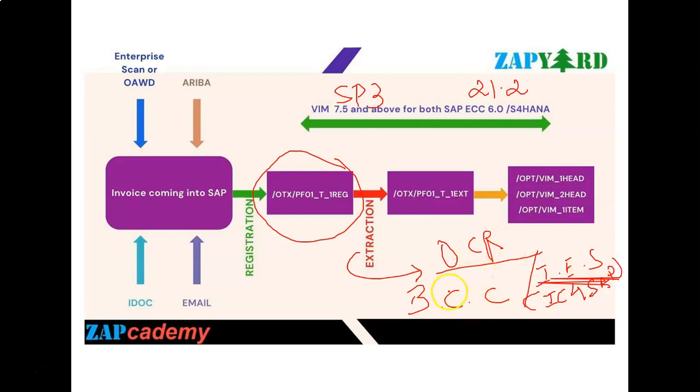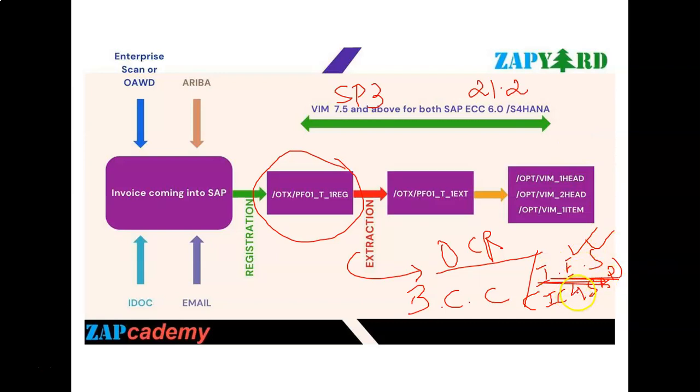So here with the Business Center Capture, your OCR engine is powered by machine learning, and it incorporates the best practices of robotic process automation. But the latest OCR solution recommended by OpenText for all the higher versions from VIM 7.5 SP11 onwards, or on S/4HANA higher versions like VIM 20.4 or 21.4 and onwards, is IES, your recommended OCR solution.